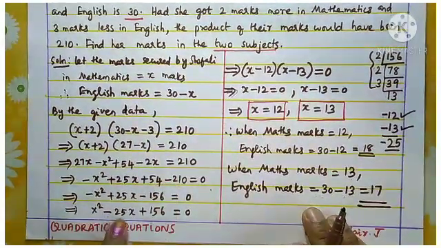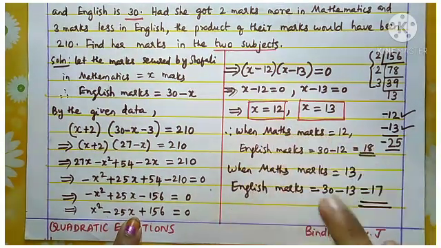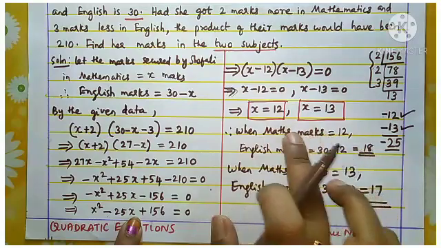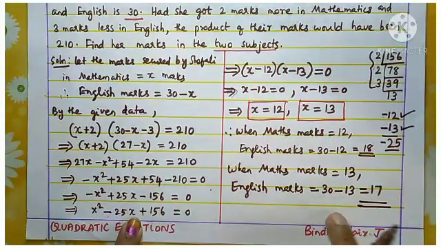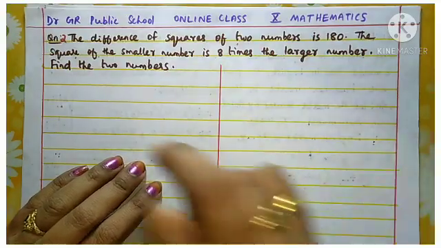So because we have a quadratic equation, we will have two different solutions, and for those two different solutions we need to find out the required answer. Okay, understood children? This is your second question.